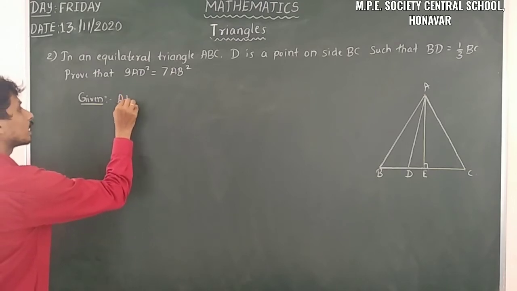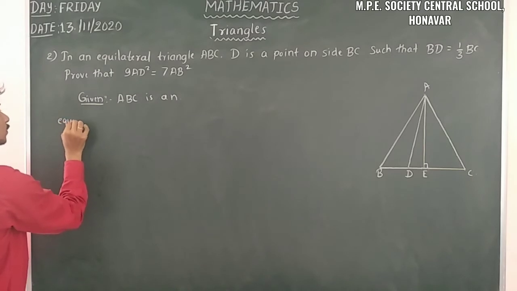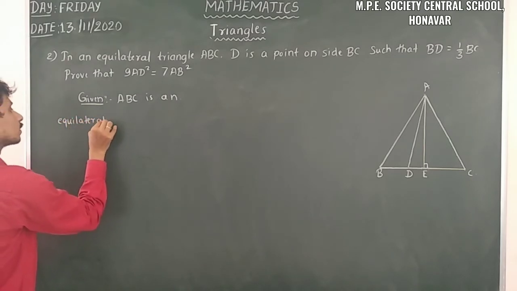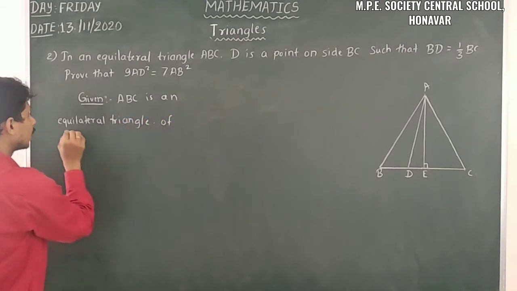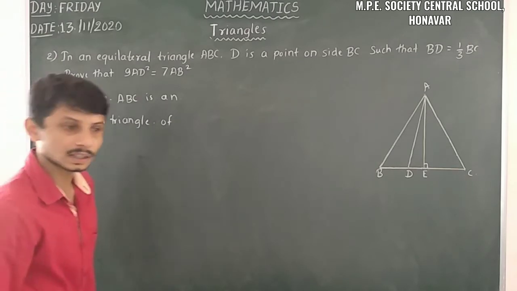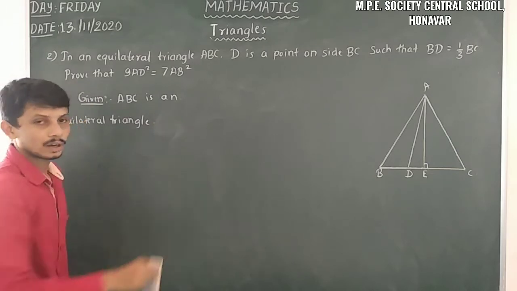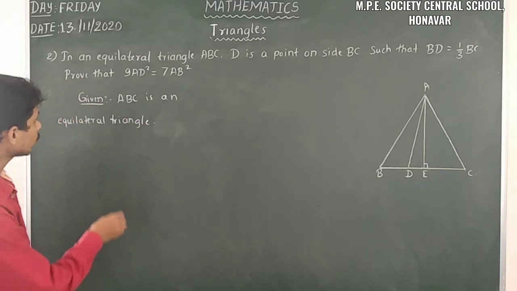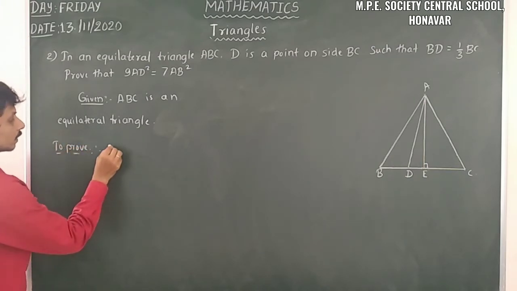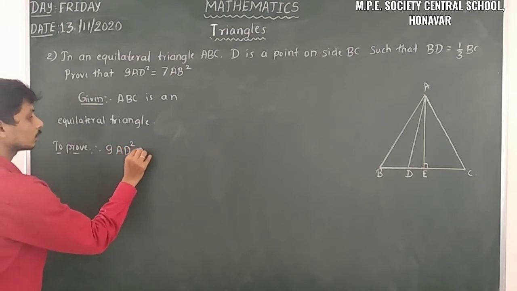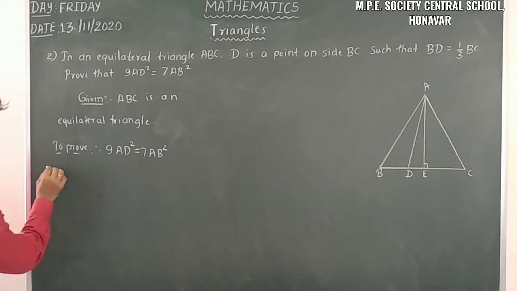So ABC is an equilateral triangle of length A. Or here it is not a given thing, so here we have to take it as only an equilateral triangle. Then what we have to prove here? To prove 9 AD square is equal to 7 AB square. Yes. Then let us take the solution.